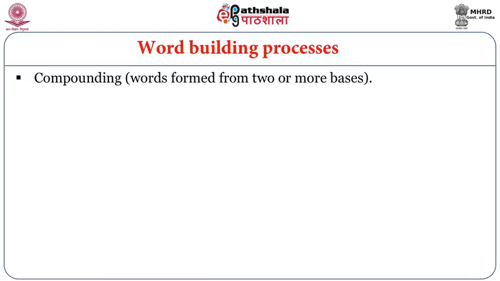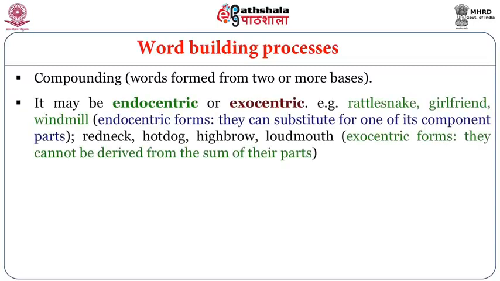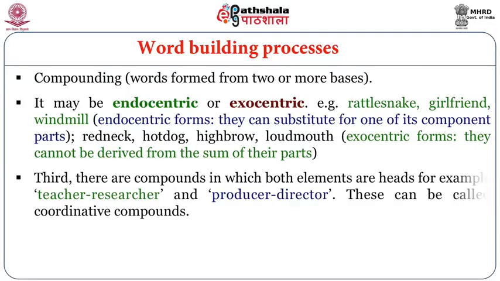Word building processes also include compounding. Compounding means words formed from two or more bases. It may be endocentric or exocentric. For example, rattlesnake, girlfriend, windmill are endocentric forms. They can substitute for one of their component parts. Redneck, hot dog, highbrow, loudmouth are exocentric forms. They cannot be derived from the sum of their parts. Next, there are compounds in which both elements are heads, for example teacher, researcher, producer, director. They can be called coordinative compounds.